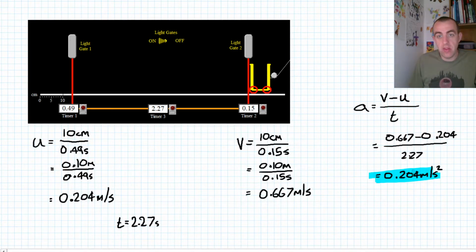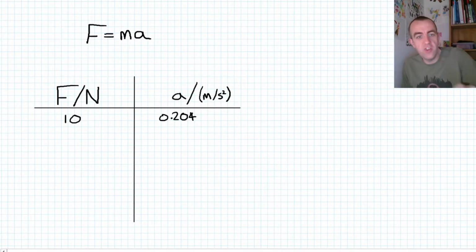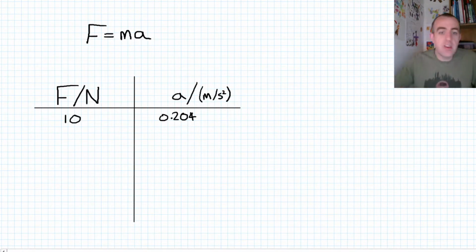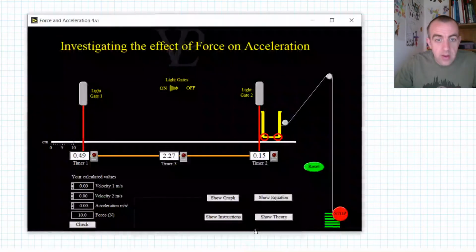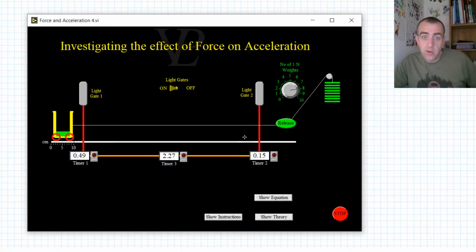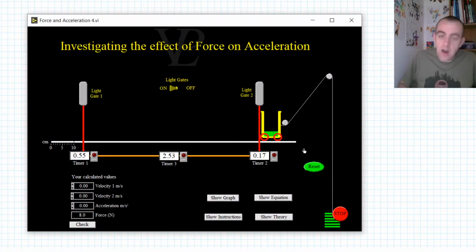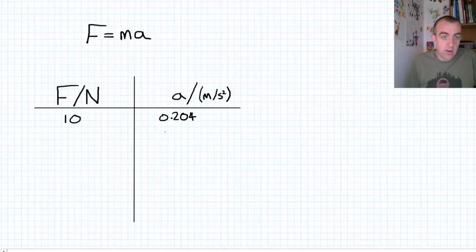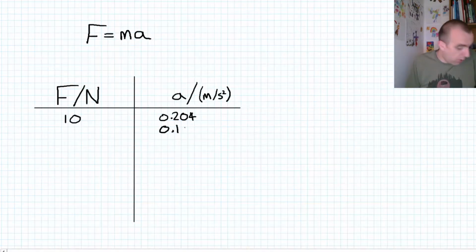So we can now put that on our table, just like this. Now we have to do the experiment again with a different force. Let's reset this, and this time let's go down to 8 newtons. And what we'll do is we'll reduce by 2 newtons each time. So here are our data, here are the times, and when we do the same method we did last time, we get an acceleration of 0.161 metres per square second.